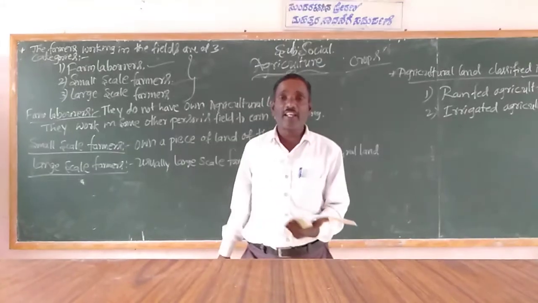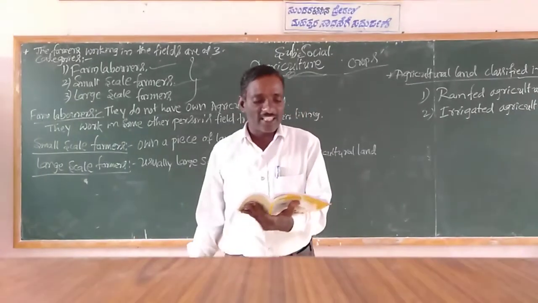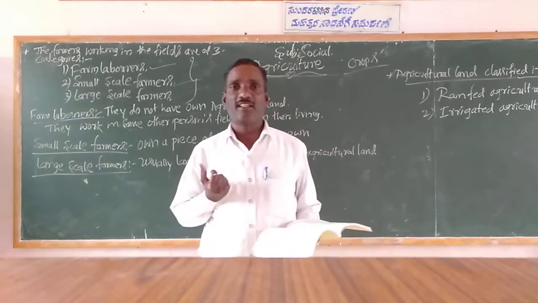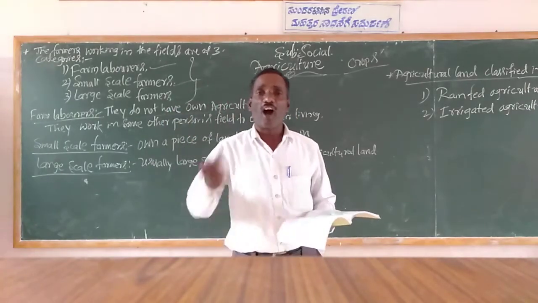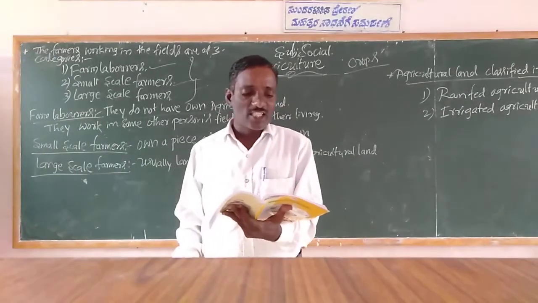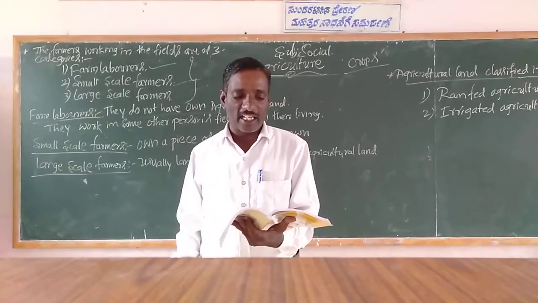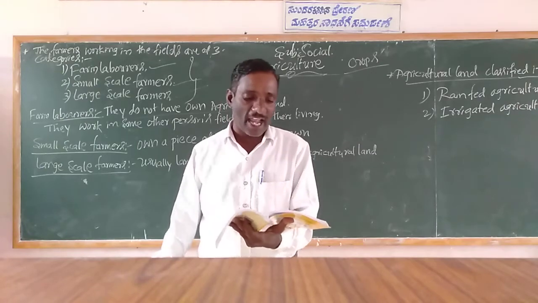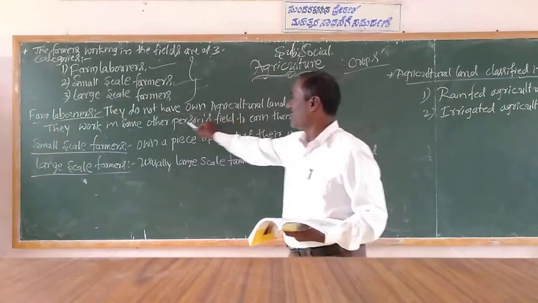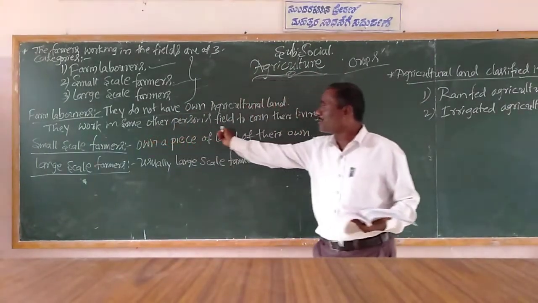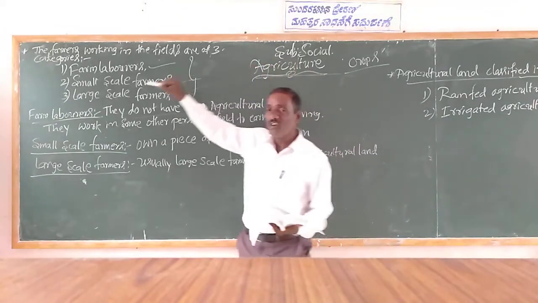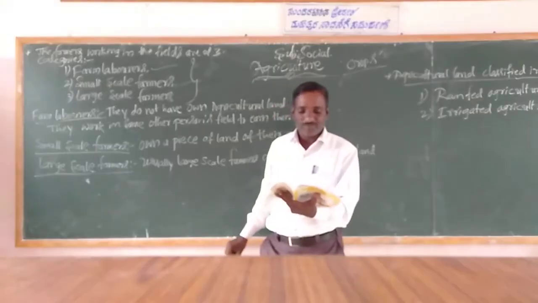Rangamma does not have agricultural land. It is her responsibility to manage her family. How can she manage? She does weeding, planting and separating cotton from the plant on other farmers' fields. They work in some other person's field to earn their living. These are called farm laborers.